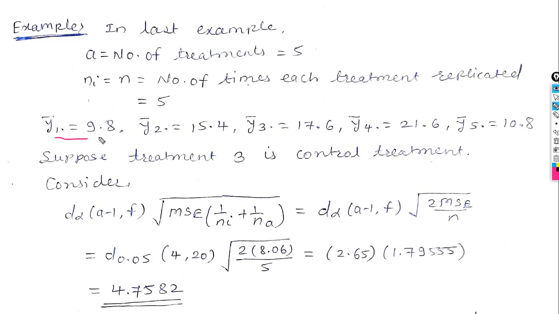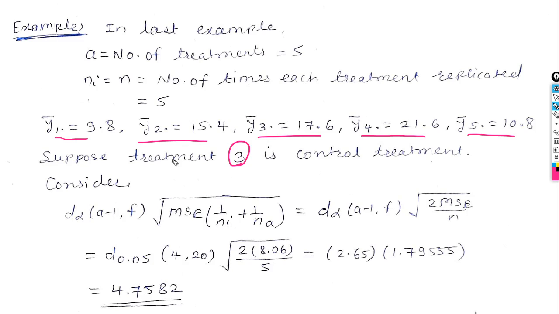Y bar 1 dot is 9.8, Y bar 2 dot is 15.4, Y bar 3 dot is 17.6, Y bar 4 dot is 21.6, and Y bar 5 dot is 10.8 in that example. Actually, Y bar i dot means the ith treatment mean: this is the first treatment mean, this is the second, and this is the fifth. Suppose treatment 3 is the control treatment. Assuming that, we want to compare the other treatments with this control treatment.